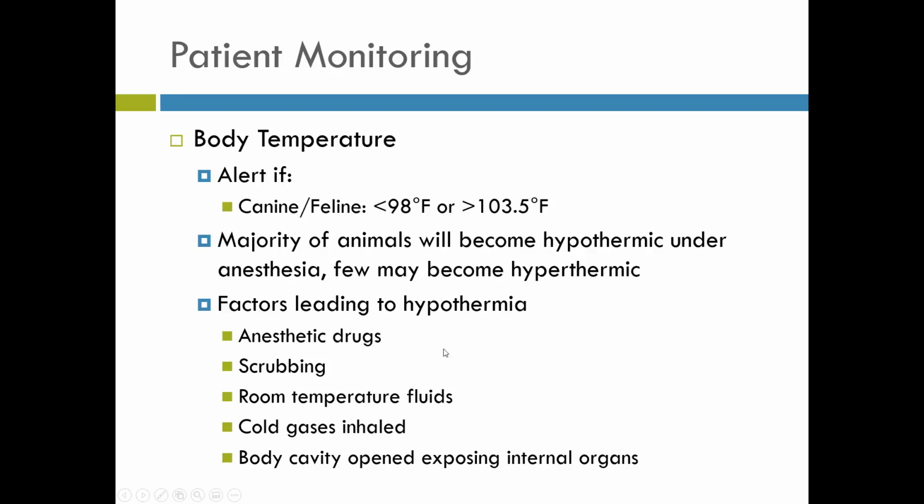Factors that lead to hypothermia: the majority of patients will go this way. Anesthetic drugs make them colder because they can't thermoregulate. Scrubbing, think about it, we're using water or soapy fluids to clean that animal. Room temperature fluids are not great either. If you've ever felt room temperature fluids, they're really, really cold, because our animals run warmer than room temperature. Gas is cold when it's inhaled, which is why we use those F circuits to try to warm the air as they inhale it. And the body cavity exposed, open, exposing internal organs. If they're doing abdominal procedures and all their organs are exposed to the air, that is also going to release a lot of body heat naturally.